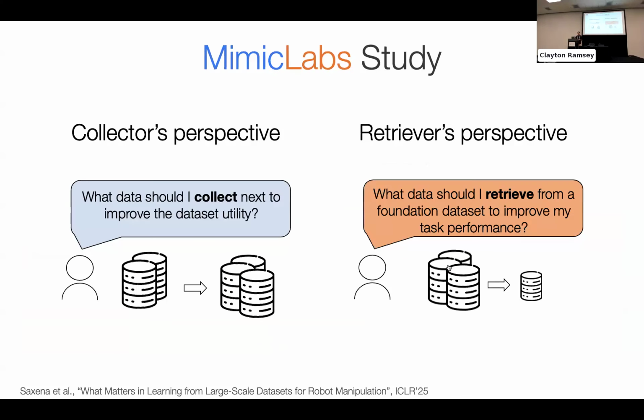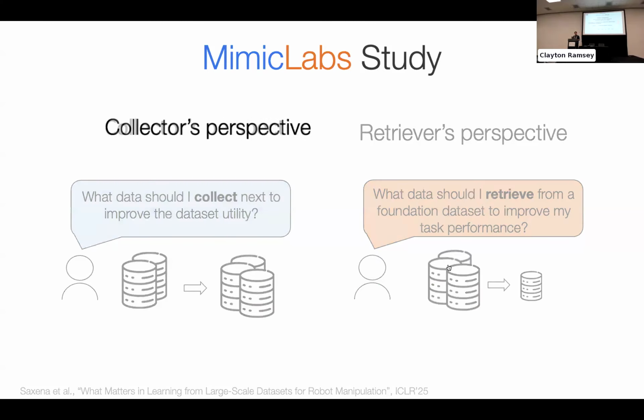So, to answer the question from 2 practical perspectives. One is what we call the collector's perspective, where we want to see what data I should collect next to improve dataset utility. And the second is, if you start with a large repository of data, like the DROID dataset, if you've heard of it, how should I best use this dataset? Because now we have a synthetic dataset that's as large, right?